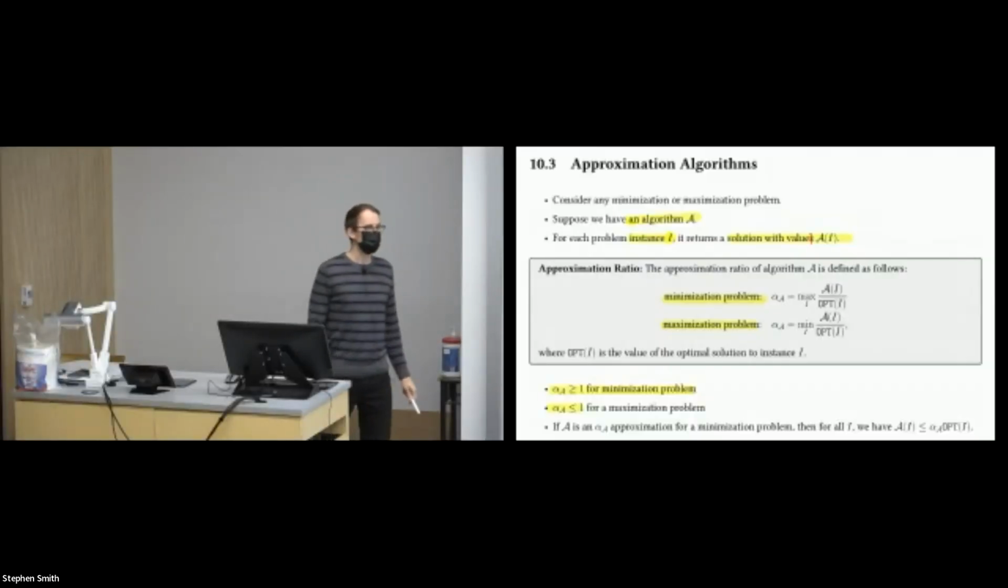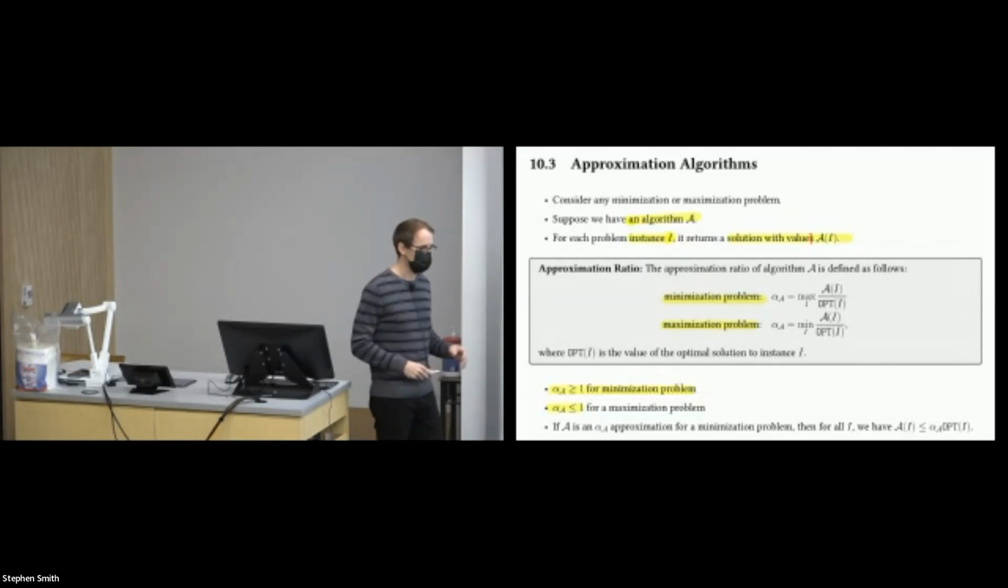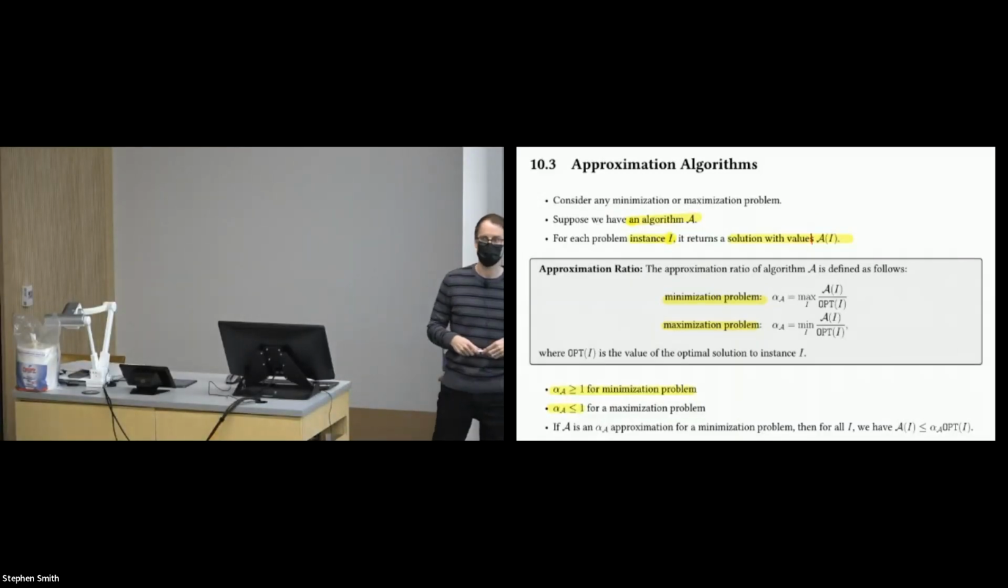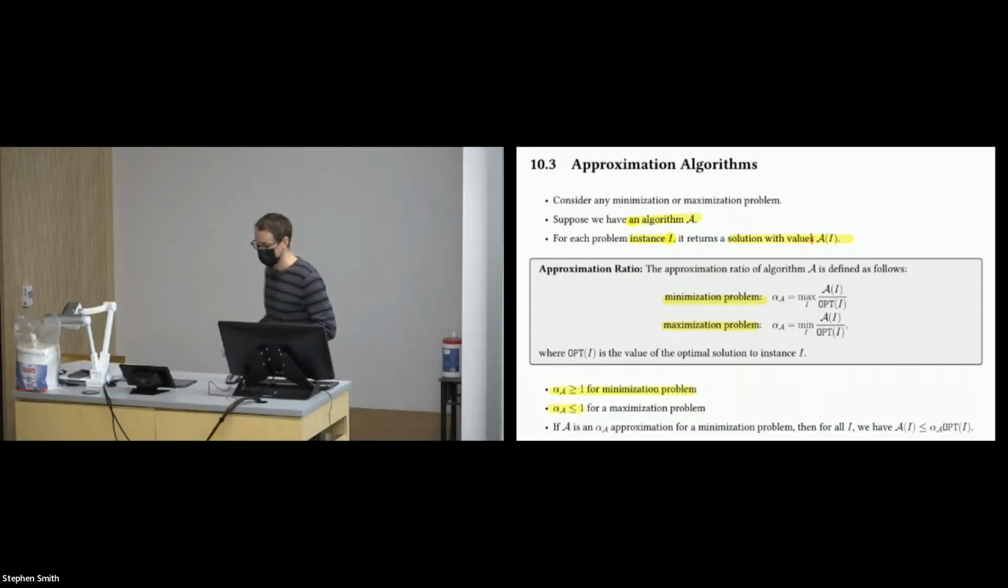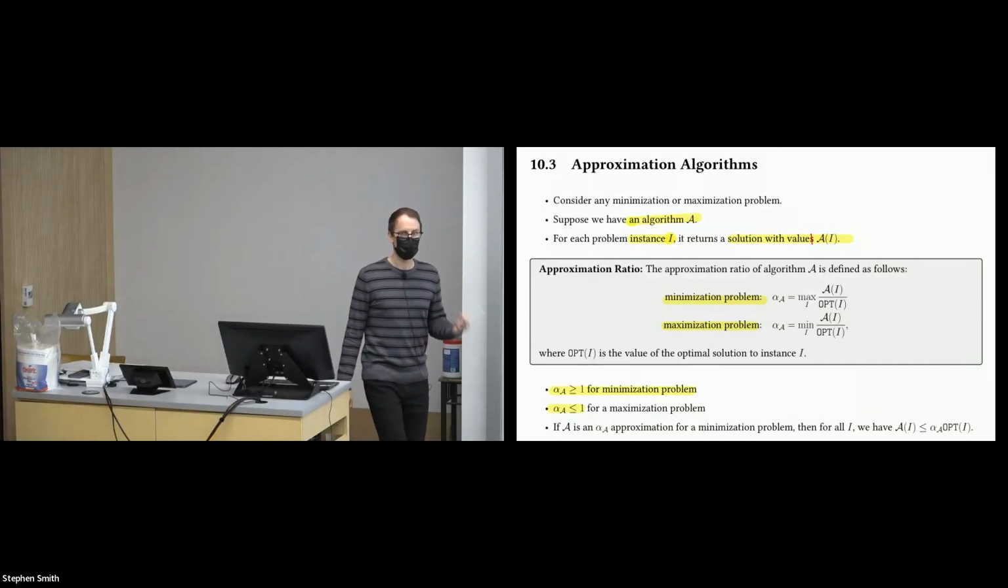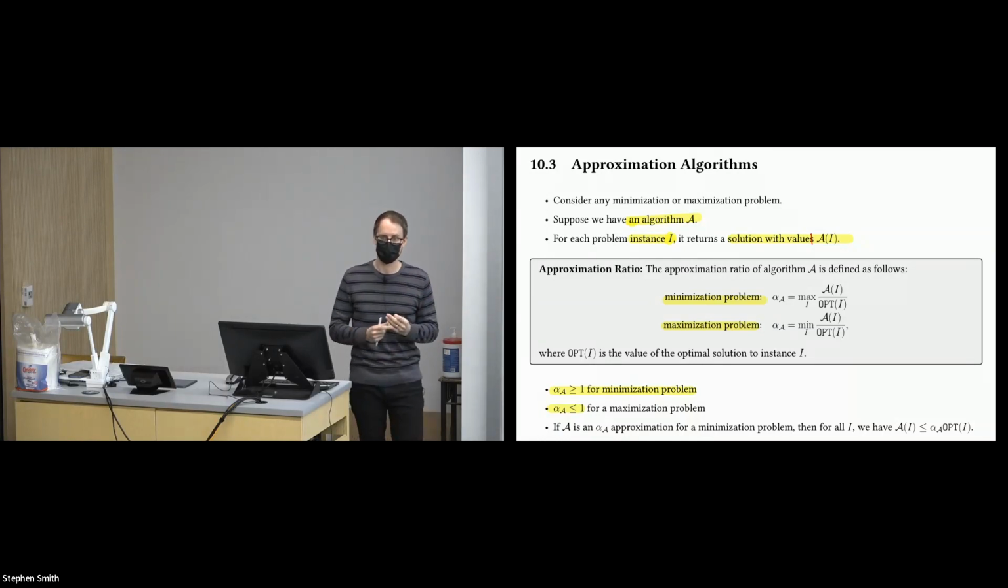All right, so we have been talking about coping with NP-completeness. How do you try to solve hard problems? And we went through branch and bound and backtracking, which was a way to find the optimal solution and try to improve performance, but still we're getting exponential time.